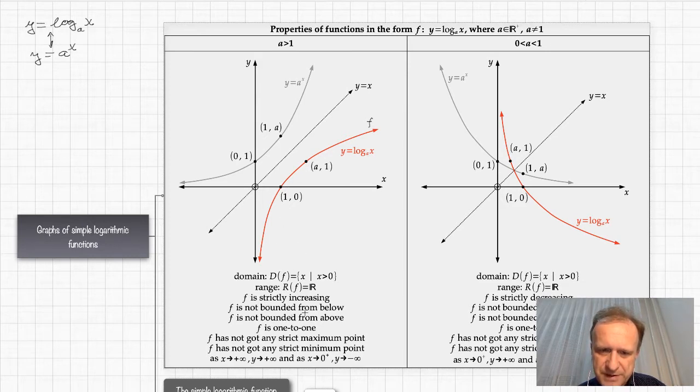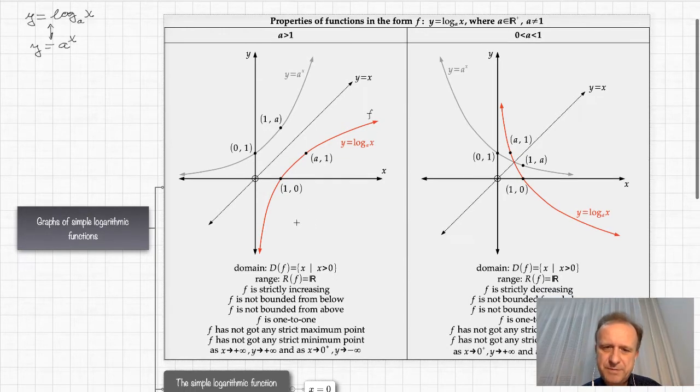It is not bounded from below, and at the same time it's not bounded from above, so there is no bound, no lower bound nor the upper bound there. It is 1-to-1, and the reason for that is that the original function was 1-to-1, so also the inverse has to be 1-to-1. F has not got any strict maximum point, and it has not got any strict minimum point.